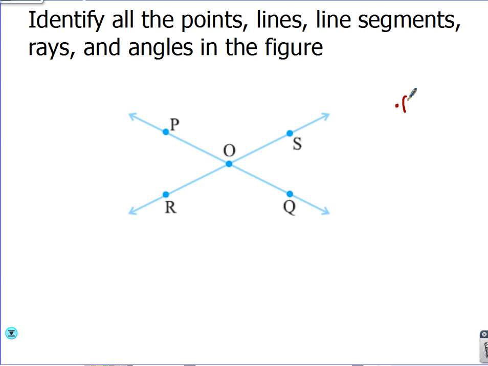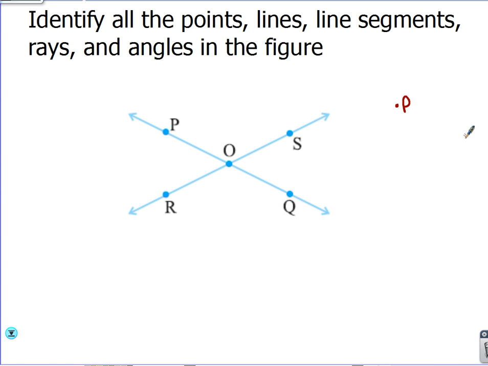Point P. And there's how you would write it. Point P, or you could write out the word. And that's enough points, right? Point P, point Q, point R, point S, point O. That's all the points. And you can either do it like a dot with a P, or you can write out the word. Hunter, give me a line.